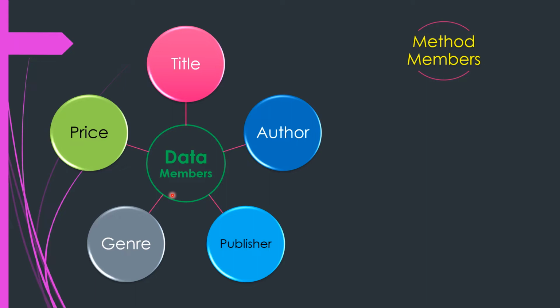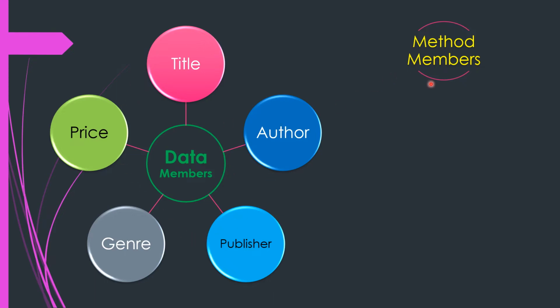Now, why are they data members? It is because the data members are basically the characteristics, or you can say the attributes, of the object. So whatever attributes or characteristics the object has, these will be the data members. As we just saw in our previous slide, title, author, publisher, all these are certain characteristics or attributes of the book, and book is an object. All the books are objects. So here we can say that these are the data members.